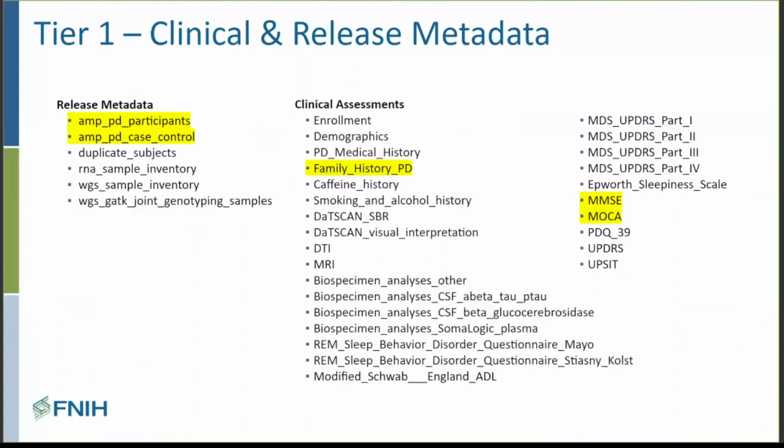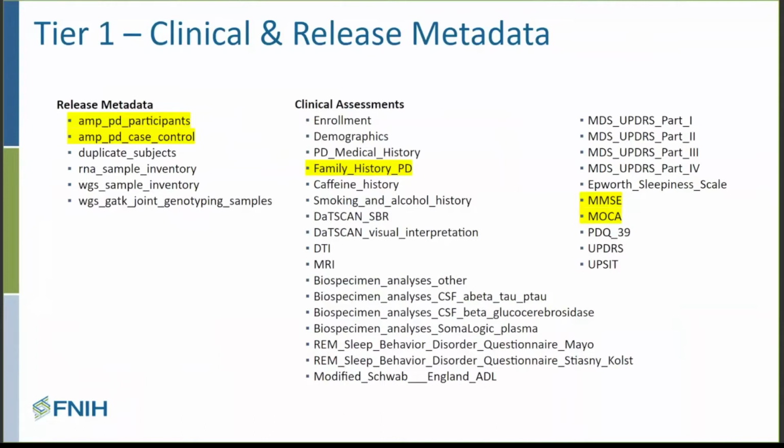This is a listing of the Tier 1 data that's available in the system. It's broken up, as I said, into release metadata and into clinical assessments. In release metadata, we have a number of tables. Two of interest are AMP-PD participants, which shows you all of the participant information, and the AMP-PD case control table, which gives you additional information on those subjects. We also have inventory information for whole genome sequencing and RNA sequencing samples.